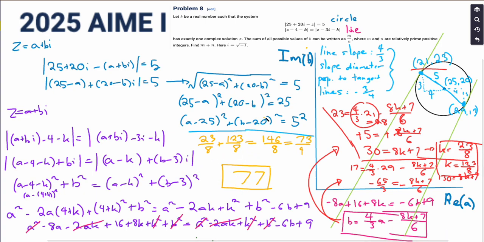So this is the solution to problem number 8 of the 2025 AIME 1 contest.